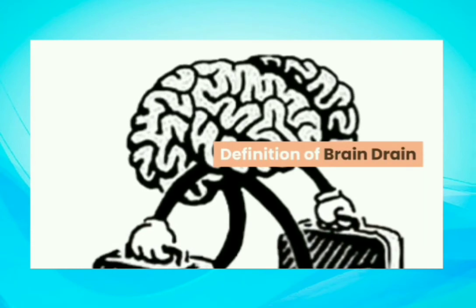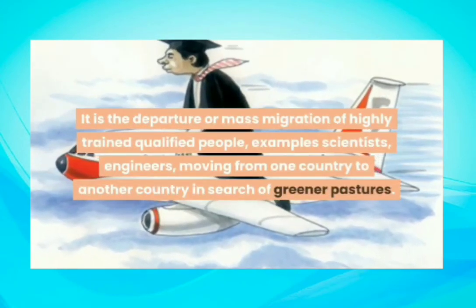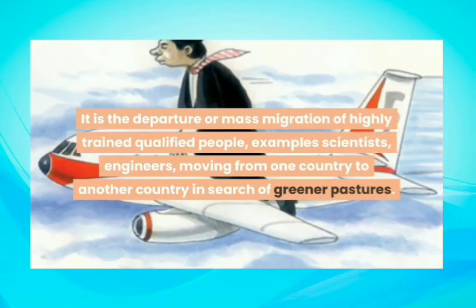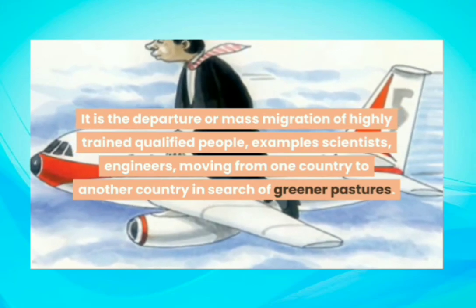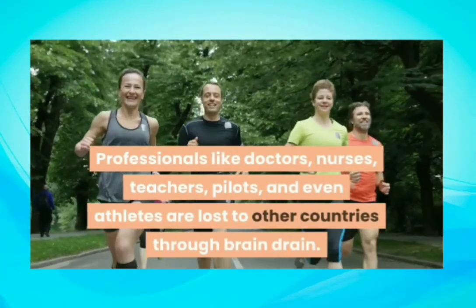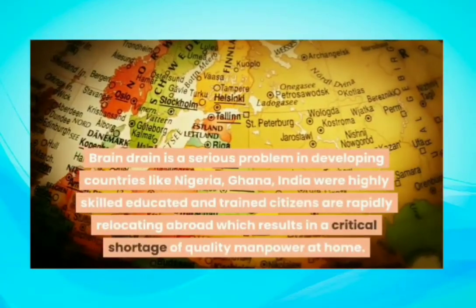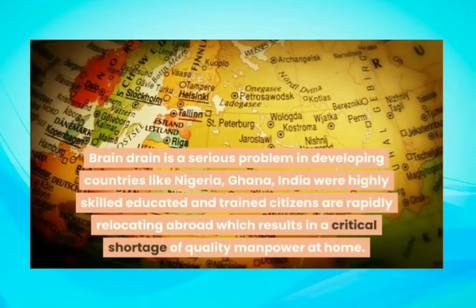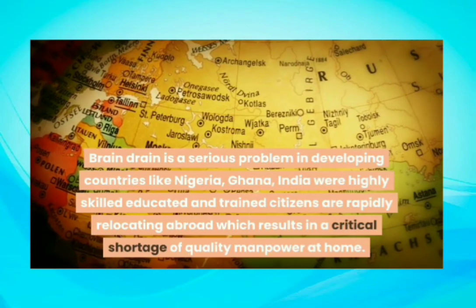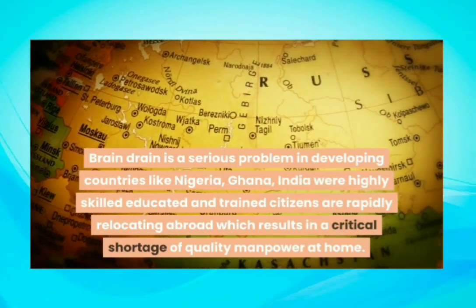Brain drain is the departure or mass migration of highly trained, qualified people, for example scientists and engineers, moving from one country to another in search of greener pastures. Professionals like doctors, nurses, teachers, pilots, and even athletes are lost to other countries through brain drain. Brain drain is a serious problem in developing countries like Nigeria, Ghana, and India, where highly skilled, educated and trained citizens are rapidly relocating abroad, which results in a critical shortage of quality manpower at home.